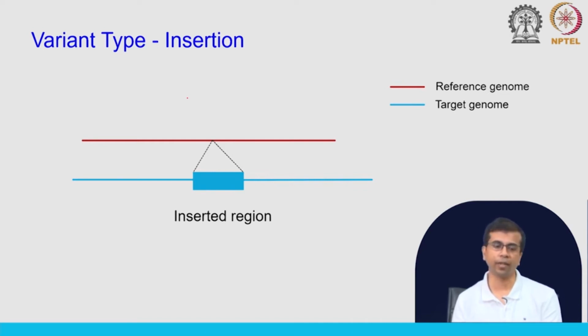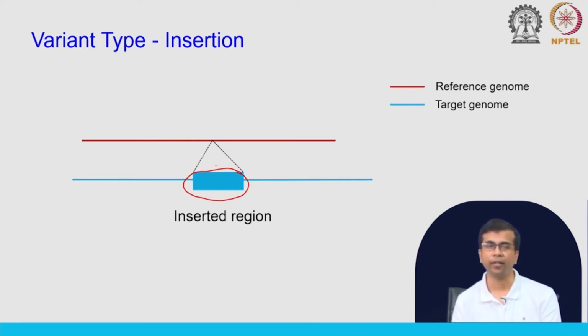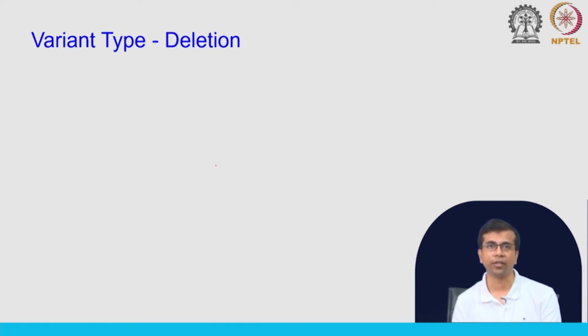So, what is insertion? Again we can take this example of reference genome and target genome. Target genome means the genome that we are sequencing or that we are analyzing. So, in red you have the reference genome, and in blue you have the target genome, okay. So, insertion means there is a DNA sequence that is present in the target genome, right, and not present in the reference genome. So, you can see this blue region here, this is extra in this target genome, right, and it is not present in the reference genome. So, this extra sequence has been inserted into the reference genome, okay. So, that is why it is called insertion.